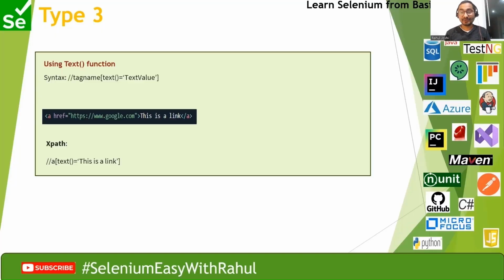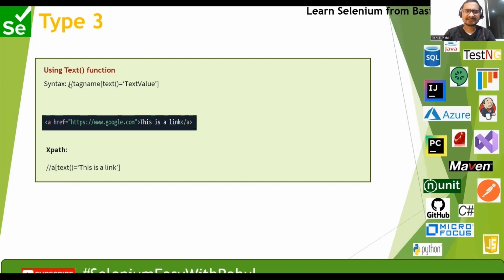So type 3 to create XPath is by using the text function. The text function is used in XPath whenever we have a text defined in an HTML tag and we want to identify that element via text. Let me tell you, it is one of the very crucial ways to identify an object. If I talk about the syntax, then it is double slash, then we have to write the tag name, then in the square brackets, we have to write text function equals to its text value.